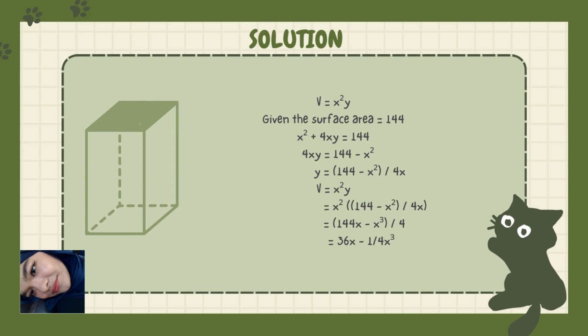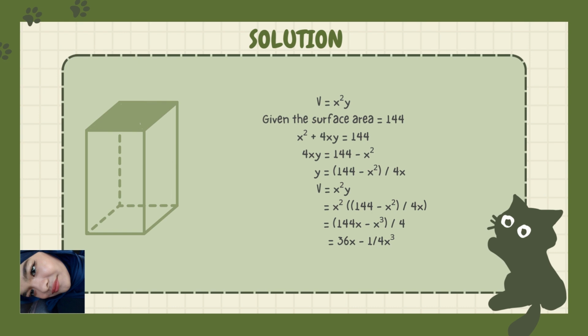This allows us to express the volume in terms of x alone. Substitute y into the volume formula. To find y, this equal to 144 minus x squared over 4x. So it will be v equal to x squared times 144 minus x squared over 4x, and simplify the expression. It will be 36x minus 1 over 4x cubed. Now the volume is expressed entirely in terms of x.